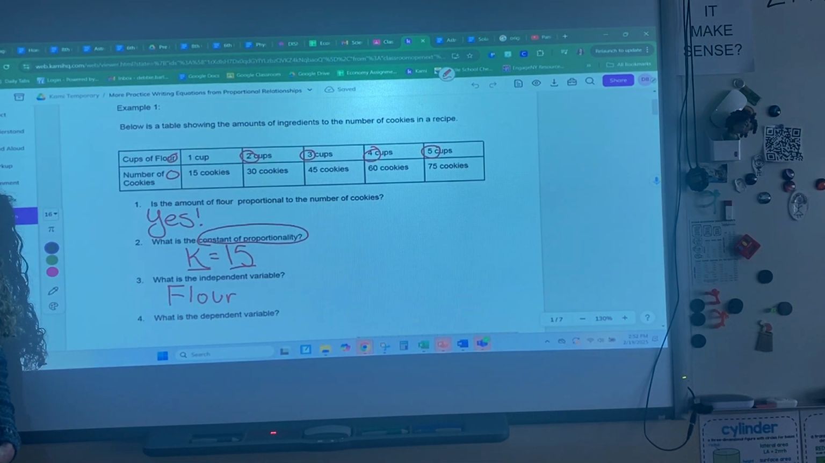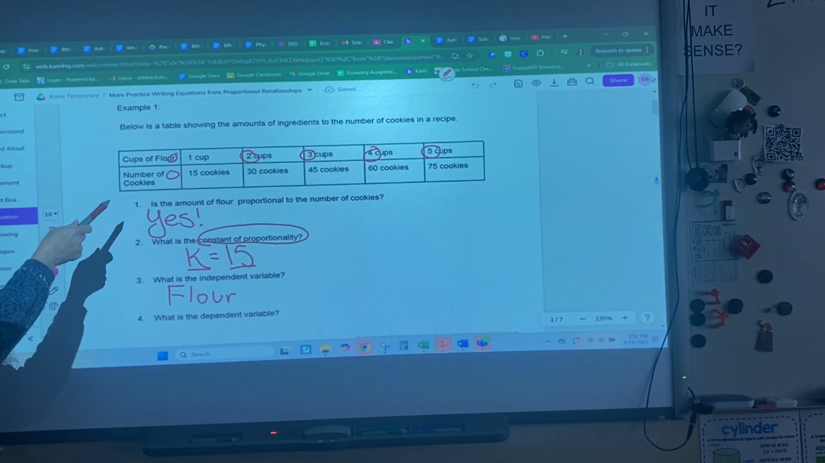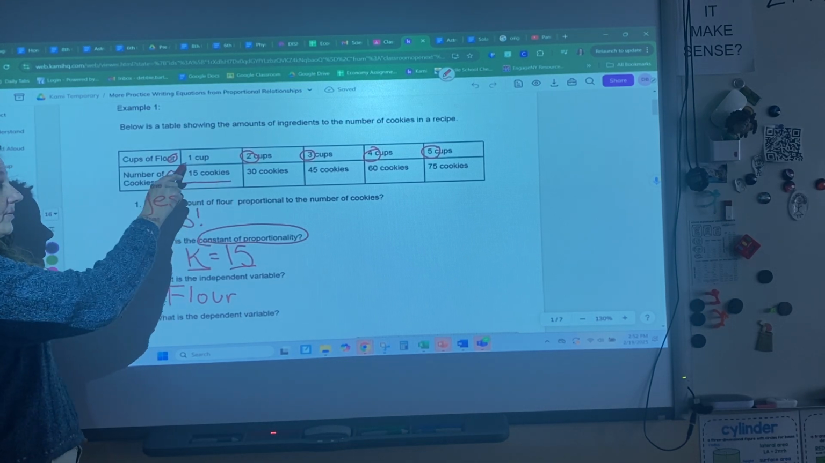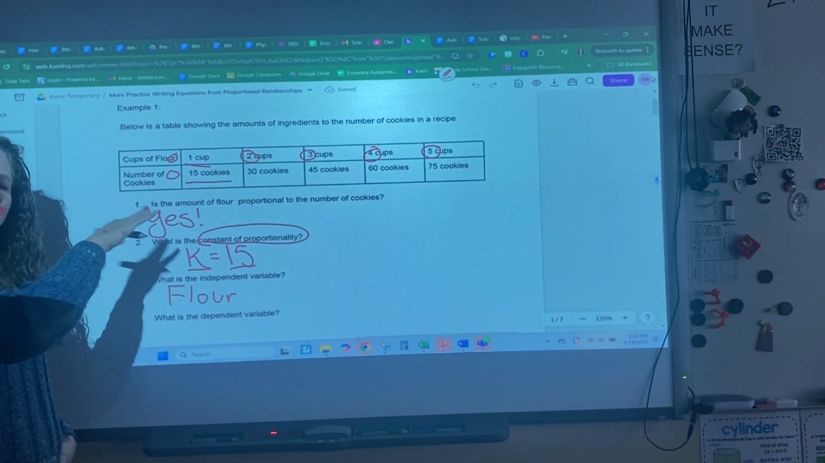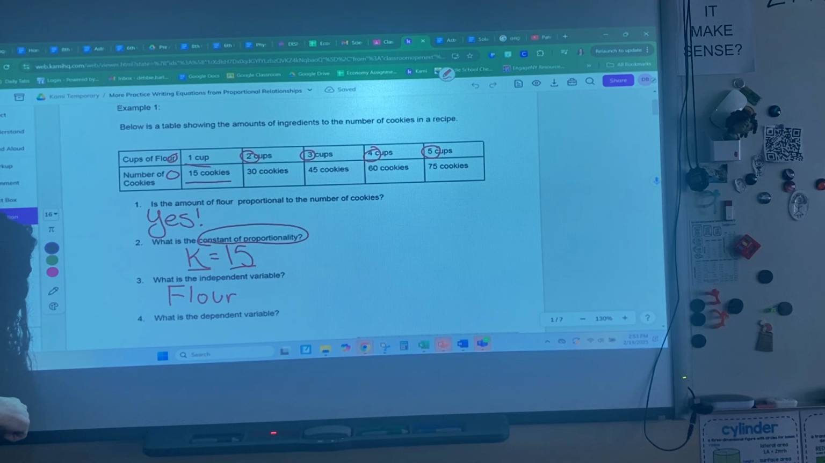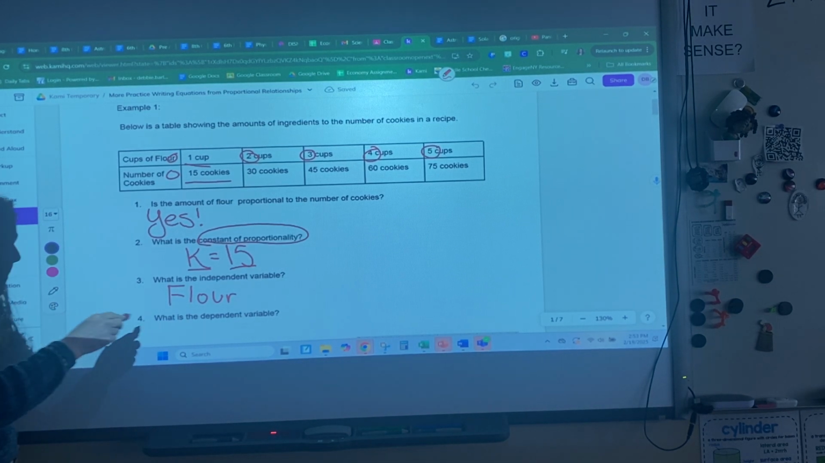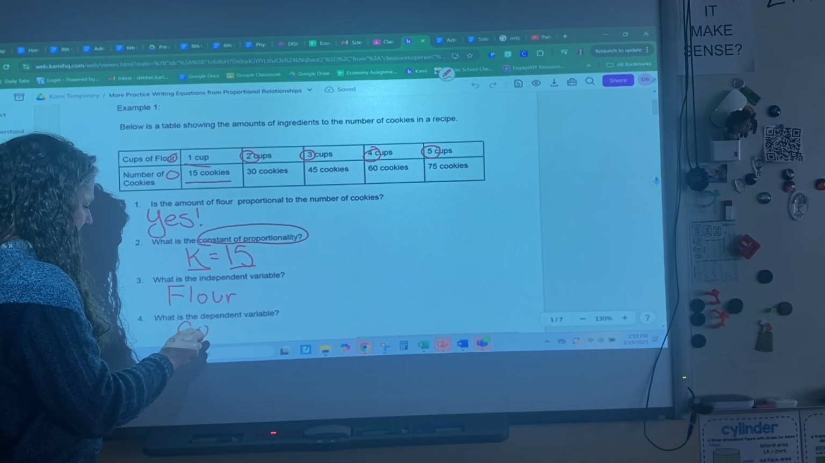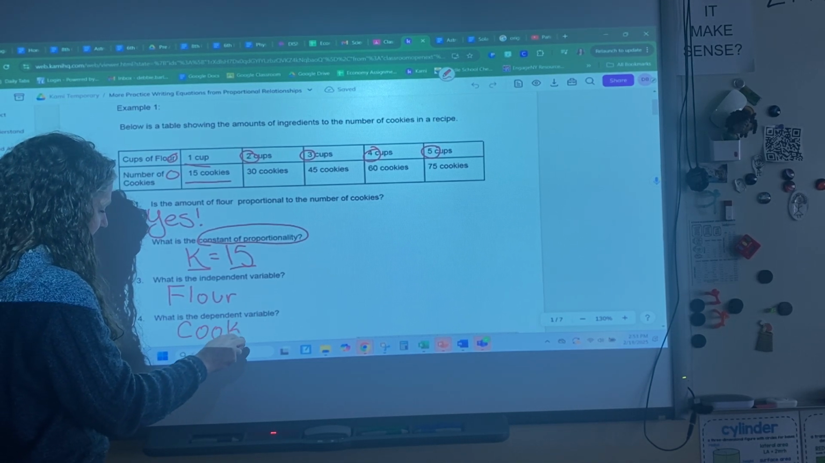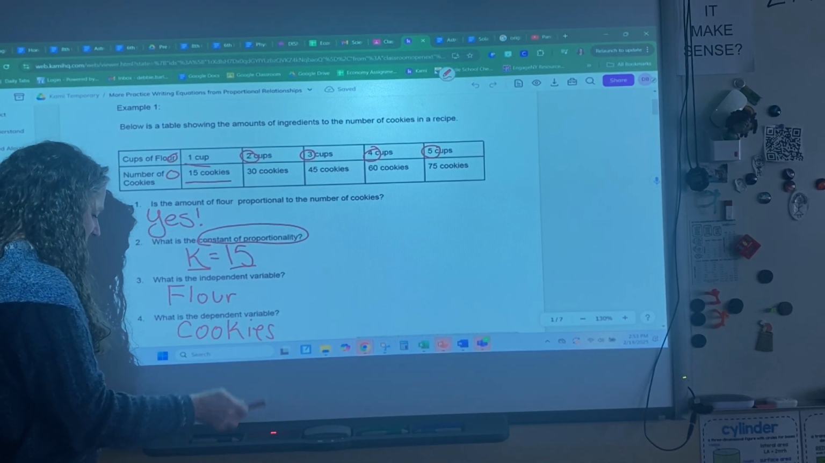What if they're this big? He's gonna have to eat 2 a day. Then I'm not getting 15 cookies out of 1 cup. What cups to really make big? Let's do this. Okay, what's the dependent variable here? Cookies. How many cookies can I make? I don't know. That depends on how much flour I have.